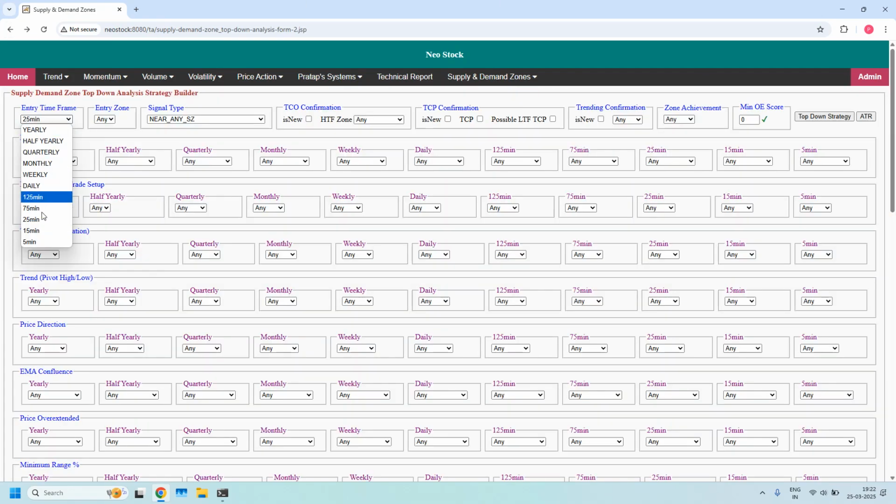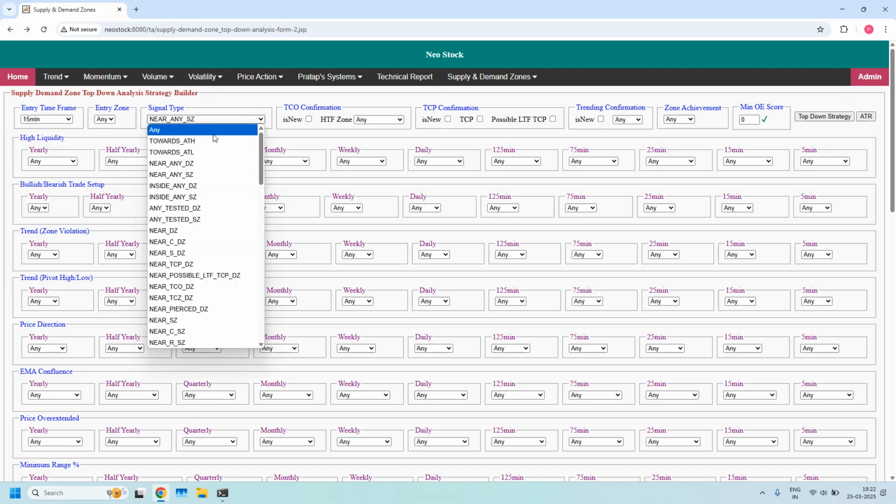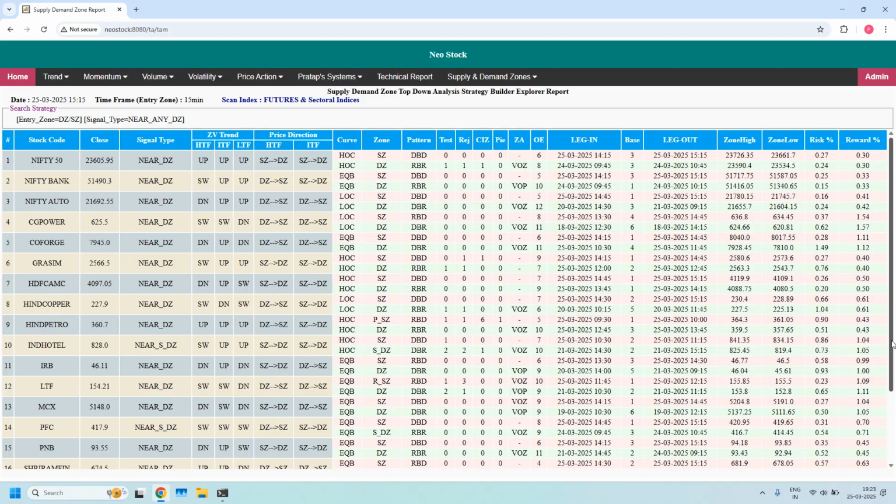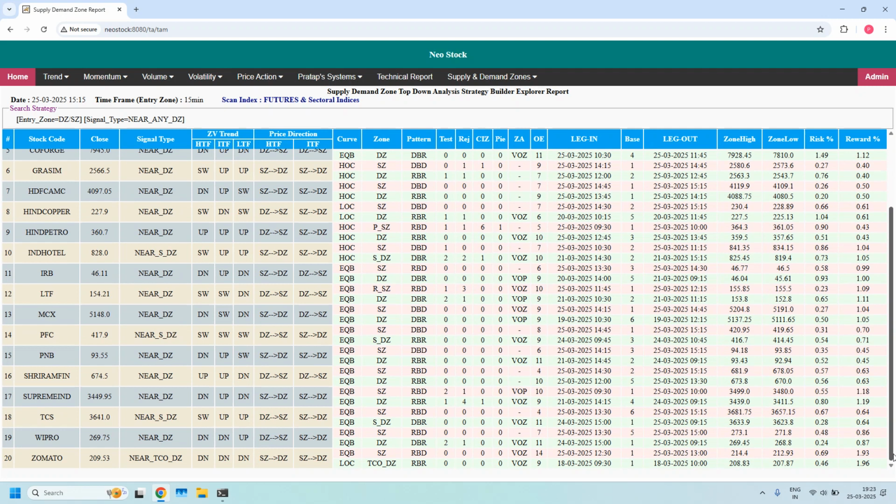Next time frame is 15 minutes. Stocks near 15 minutes demand zone. First 15 stocks in the list. Scrolling the list down. Total 20 stocks are filtered.